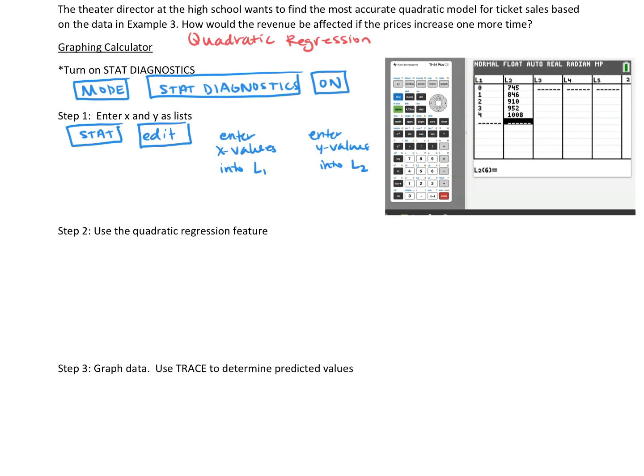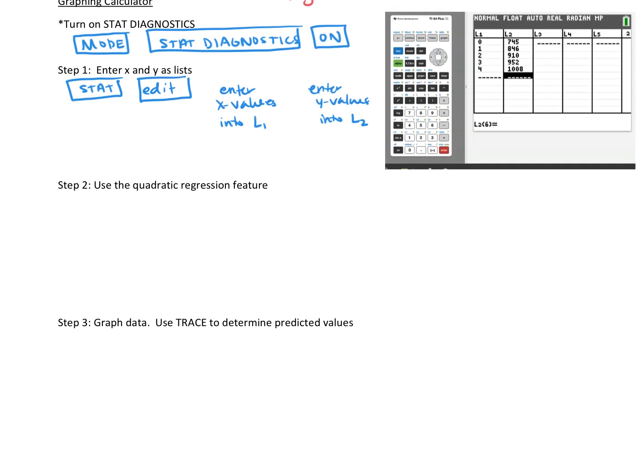All right, next you're going to use the quadratic regression feature. So here's how you find that on your calculator, and then I'll show you. You're going to hit the Stat button, then the Calc option, and then Quad REG, that stands for Quadratic Regression.